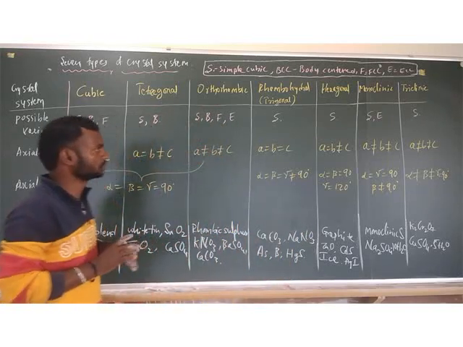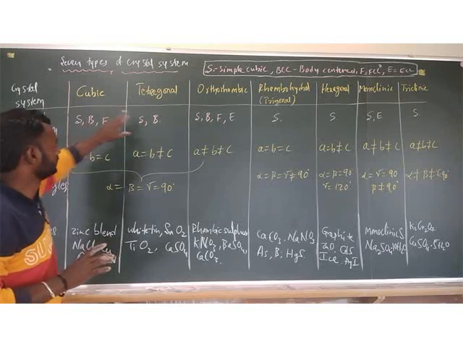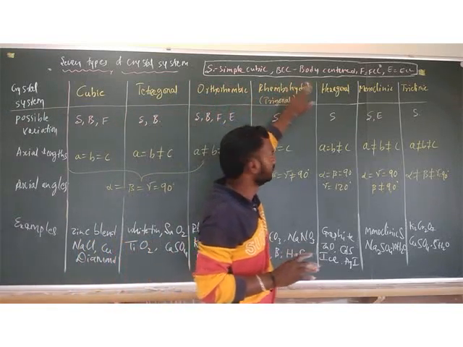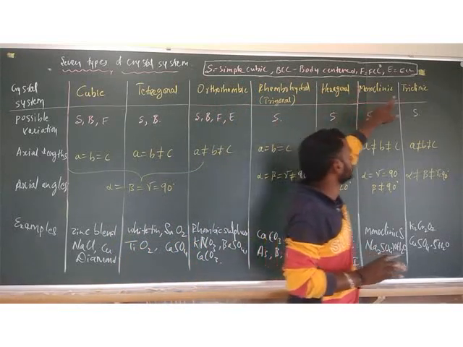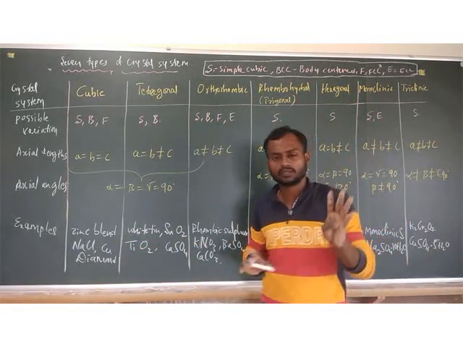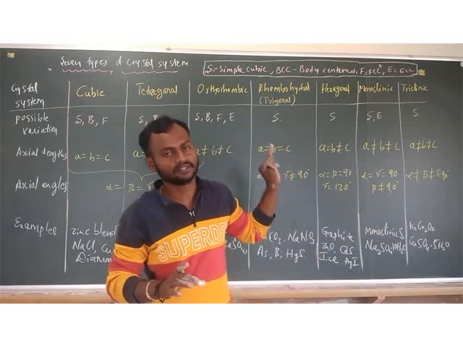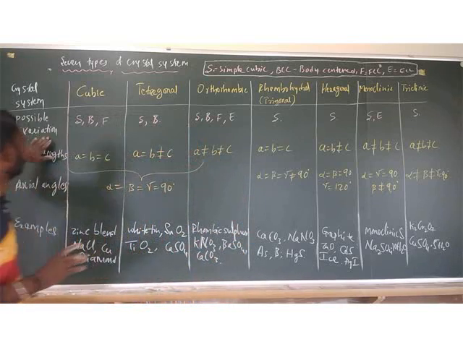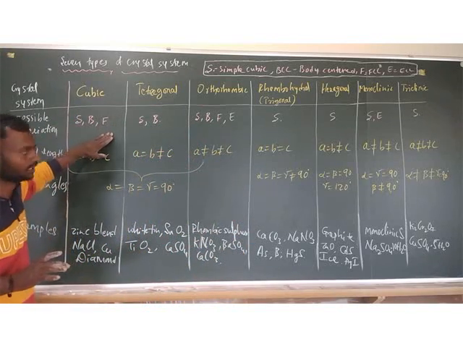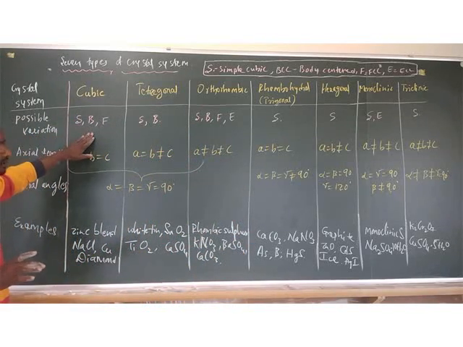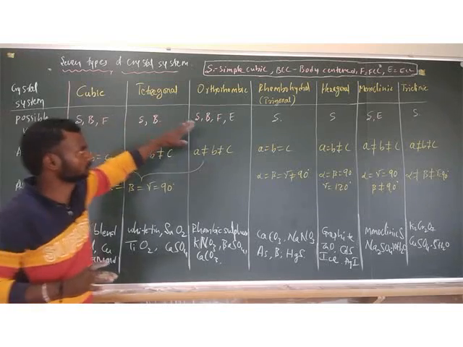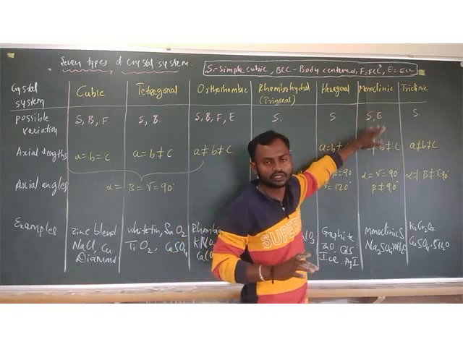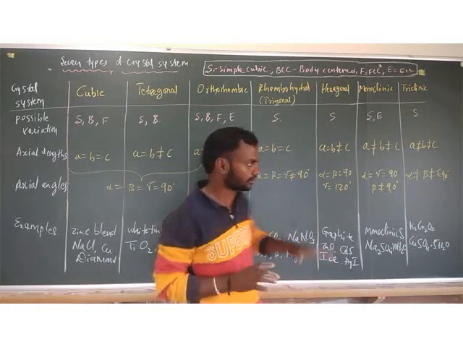So in these 7 types of crystal systems, S means simple cubic unit cell, B means BCC, F means FCC, E means end centered. Means simple unit cell, body centered unit cell, face centered unit cell, end centered unit cells. So next one, in case of cubic unit cell, possible variations in case of tetragonal unit cell, orthorhombic unit cell, rhombohedral unit cell, hexagonal, monoclinic and triclinic.